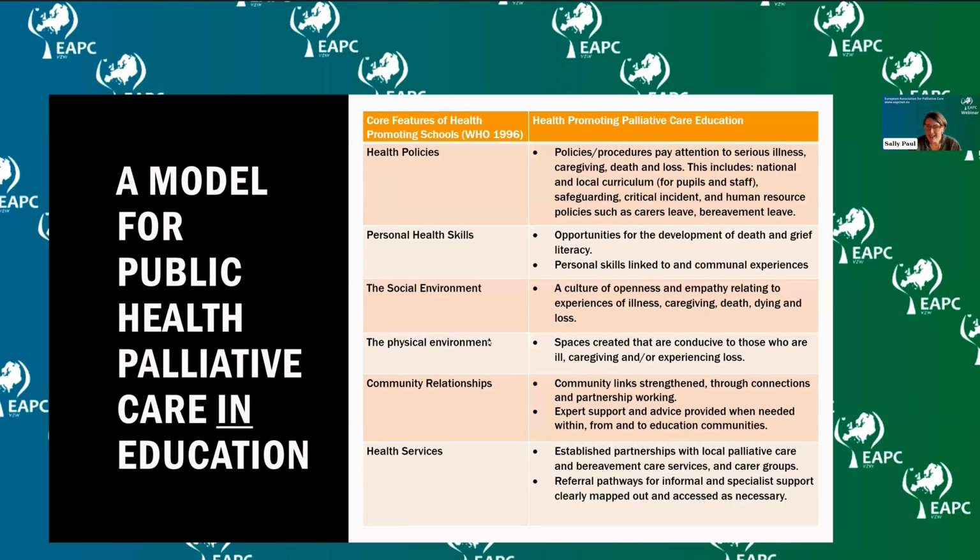Community relationships, connecting with what already exists in the neighbourhood, working in partnership to support the young people and the families, but also about knowing how to access expert support and advice when needed. And lastly, health services. What that means for public health palliative care is ensuring that we have established partnerships with local palliative care and bereavement care services, so between those services and the schools and the carers group, and that clear referral pathways are in place when we need advice, but also when we need the top of that tier in terms of specialist support for those few who need it.